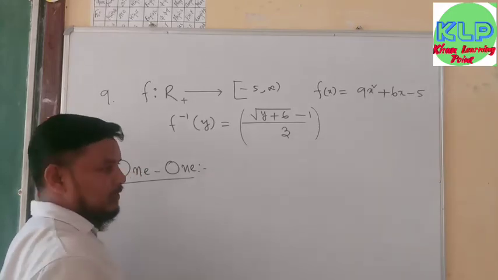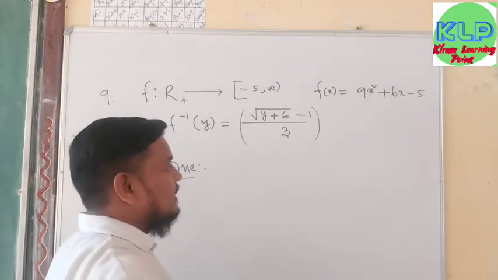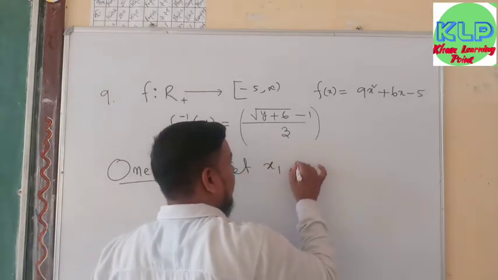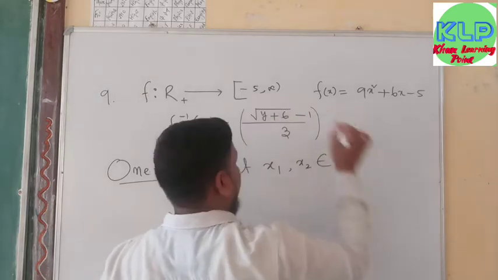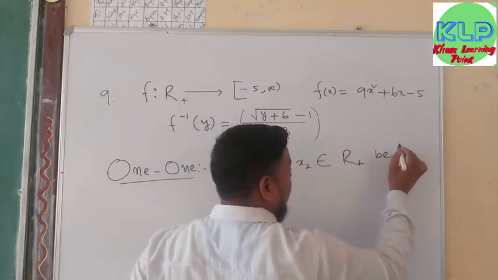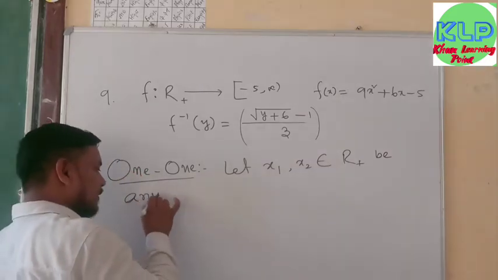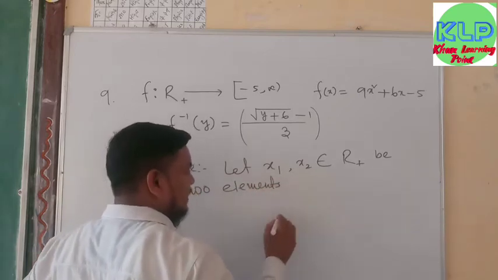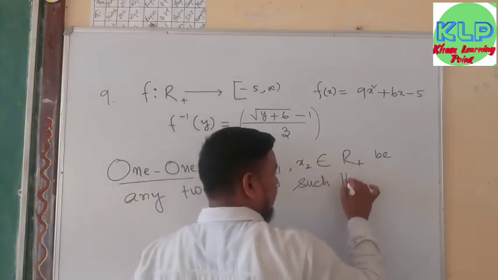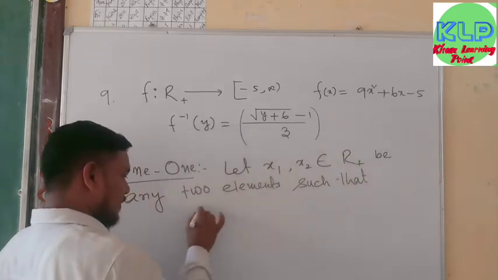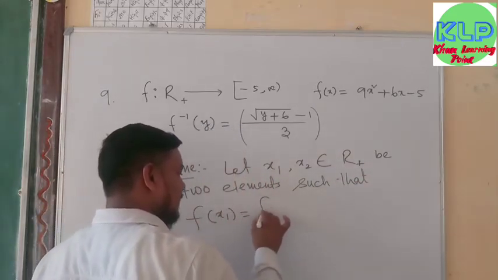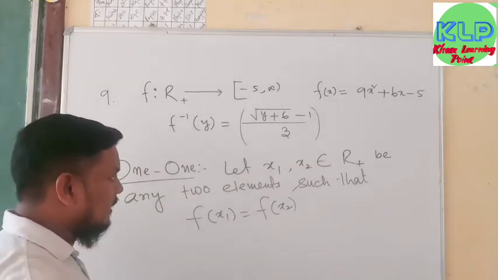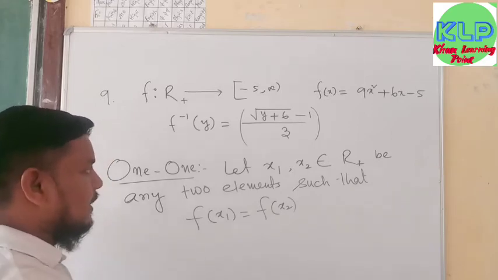So to show that f is 1 1, we need to consider any two elements of the domain. So let x1, x2 belongs to, here domain is positive real numbers, be any two elements such that f of x1 is equal to f of x2. This is our assumption, and subject to this assumption we are to prove that x1 is equal to x2.